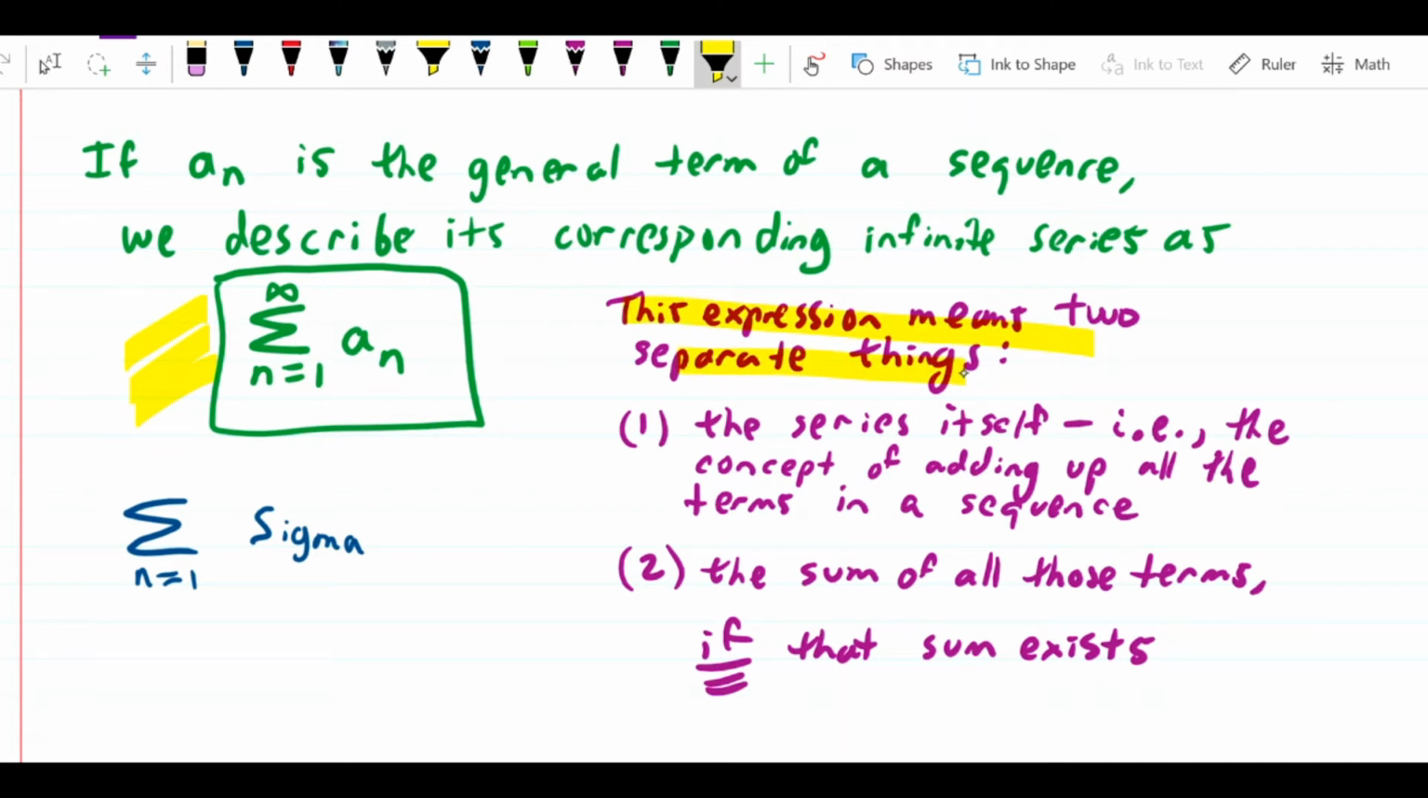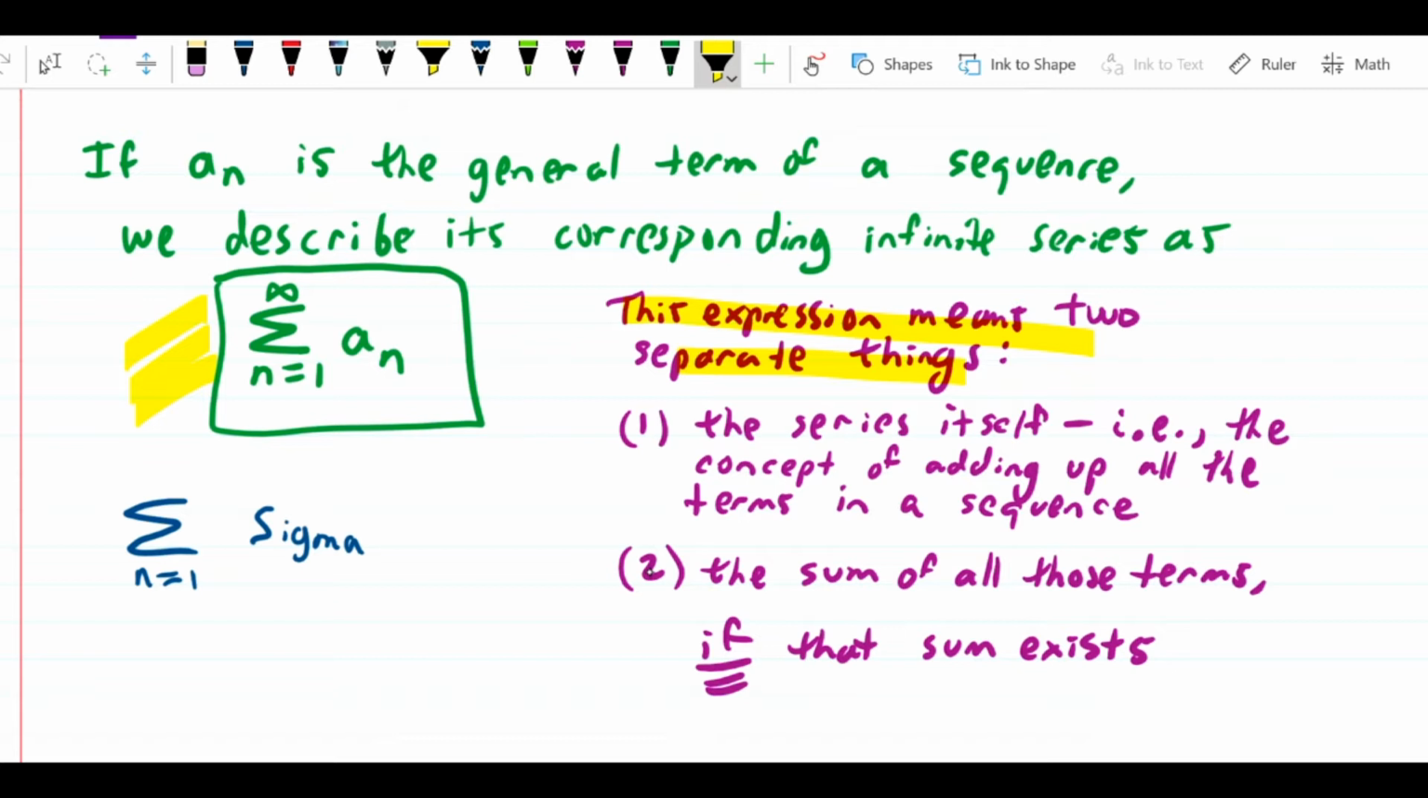Now, I want to emphasize that this expression actually means two separate things. First of all, it refers to the series itself. In other words, simply the list of terms separated by plus signs. That's the concept of taking all the terms in a sequence and adding them up. That is distinct from point number 2, which is it also refers to the sum of all those terms if the sum exists. It's not always the case that the sum exists.